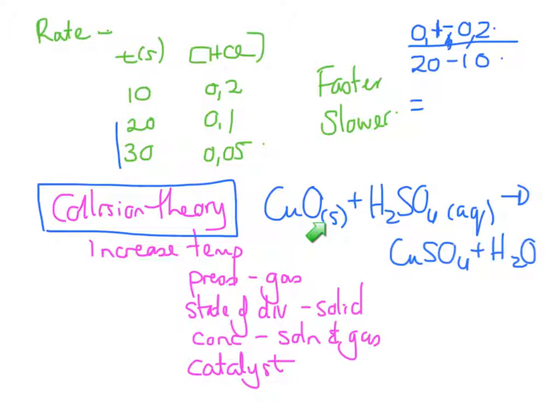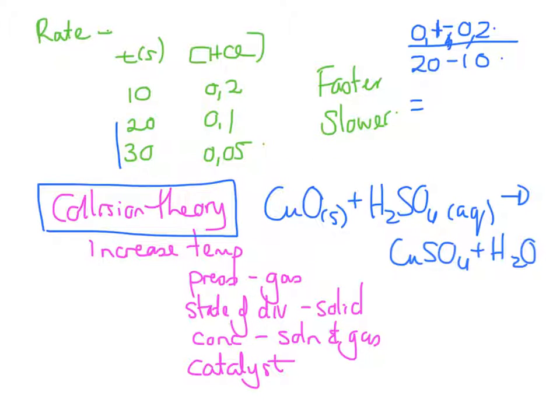If I were to take a look at this reaction over here, copper oxide and sulfuric acid. Copper oxide is a solid, sulfuric acid is a solution. And we really don't care that much when we're doing rate what the products are. Well, if we needed to measure, we'd need to know if they were a gas or a solid, and whether we needed to do the mass or the number of bubbles or something like that.